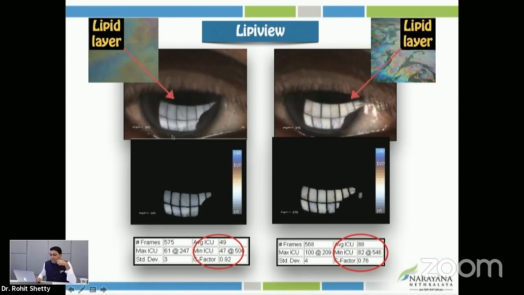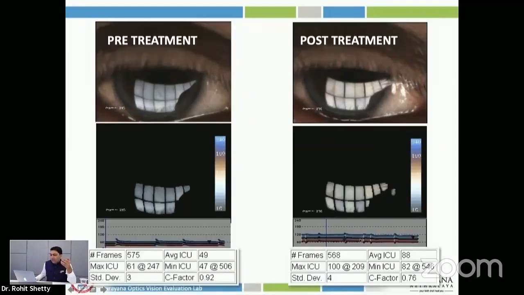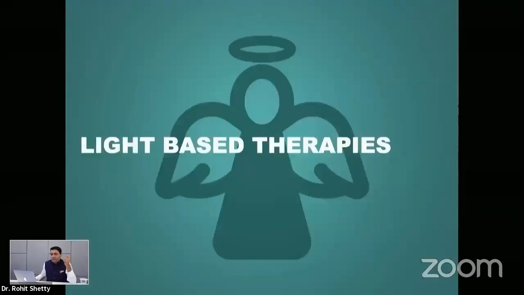So these are the lipid layers pre-op and post-op. You can see the colors coming immediately, and you can see the change. The good thing about LipiView is you can immediately know what is happening. And these are some of those changes here.